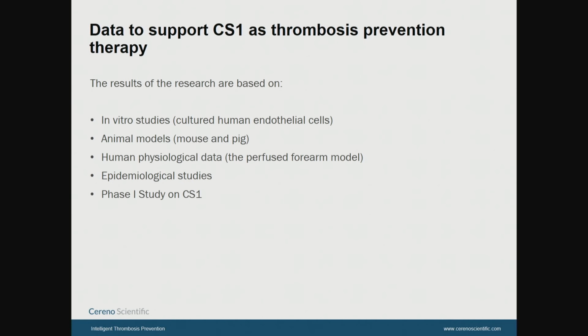Now let me just quickly go through some of the data that we have to support our vision and our development program. So we have in vitro studies, so cultured human endothelial cells. We have animal models in mouse and pig. I'll show you a mouse model today, and the data. We have human physiological data, and I'll show you that. And there's also very interesting epidemiological studies indicating that this really works in man already. And then we have the data on our phase 1 study that we concluded last summer with very positive data.